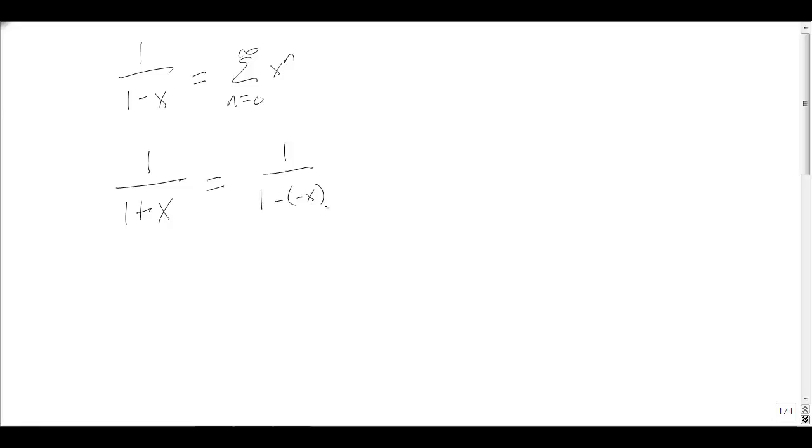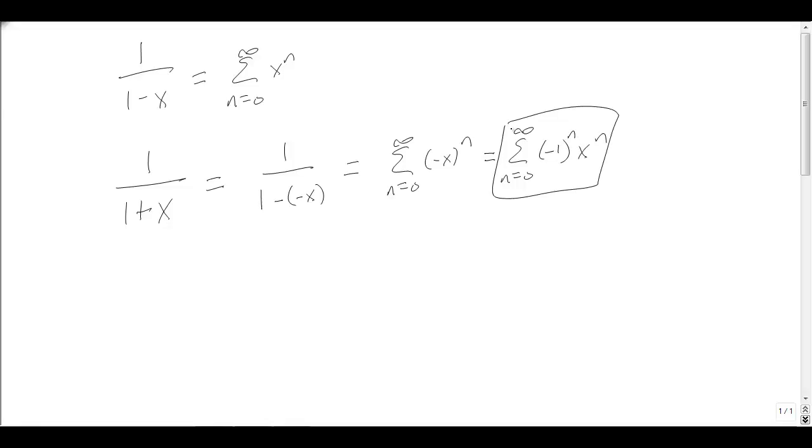Then what we can do is put negative x in for x in this original series. So we get a sum n equals 0 to infinity, and it will be negative x to the n instead of x to the n. So nice little simple thing here. And then this would be sum n equals 0 to infinity. You can split negative x into negative 1 times x, so you get negative 1 to the n, x to the n. So there's a series for 1 over 1 plus x.